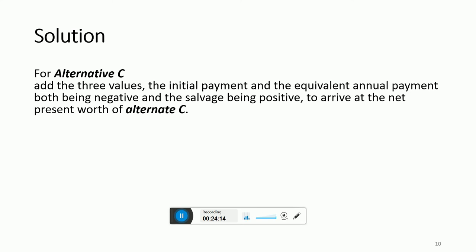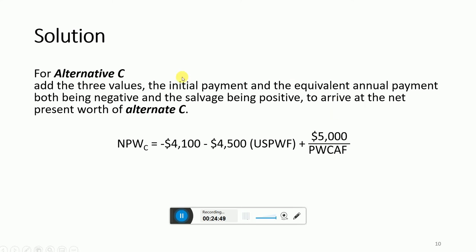Then we have to add the three values: the initial payment and the equivalent annual payment, both are negative, and the salvage which is positive, so that we can calculate the net present worth of the alternative C, that is, how much money we have to pay if all these values are taken back to today's present worth. So we are going to use this formula.